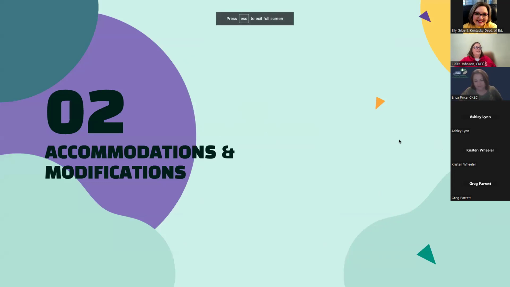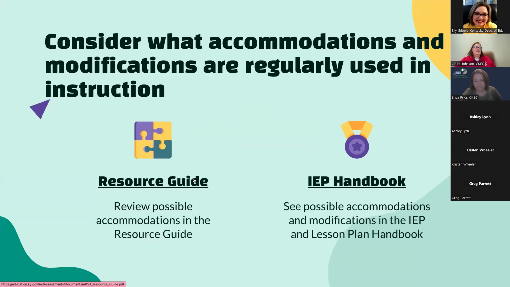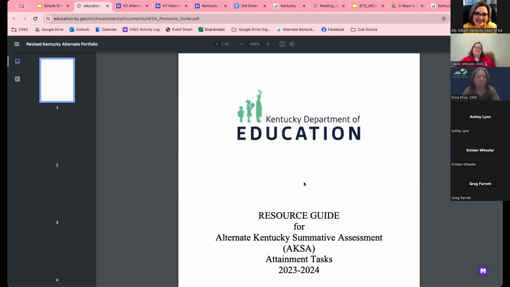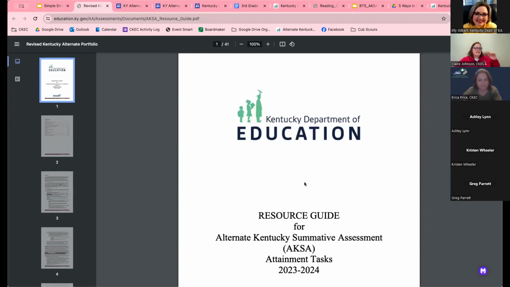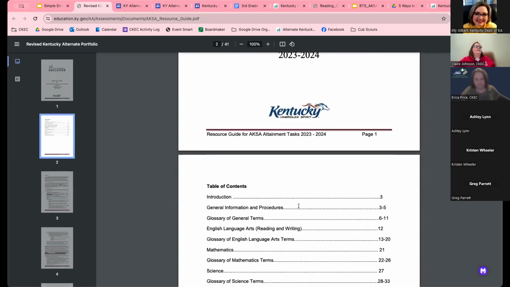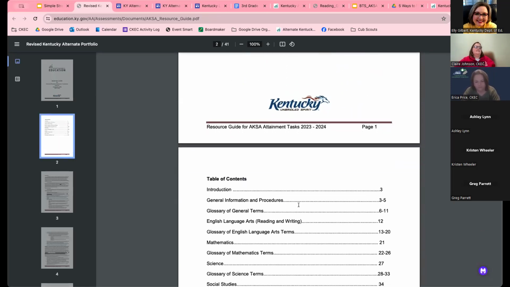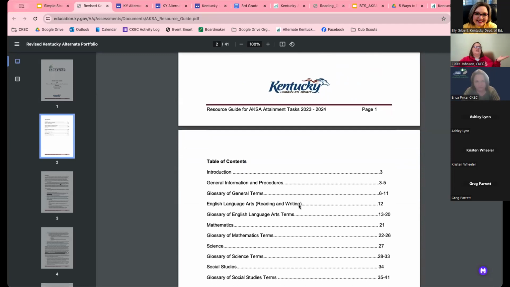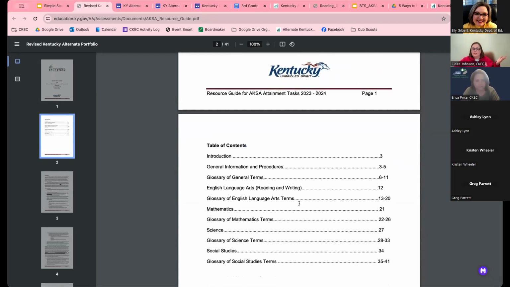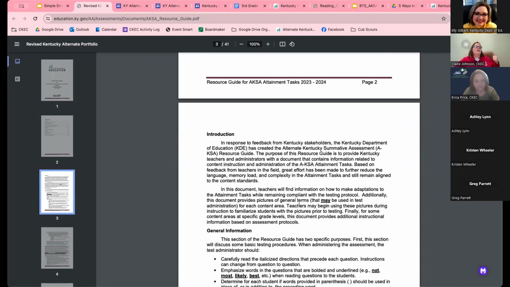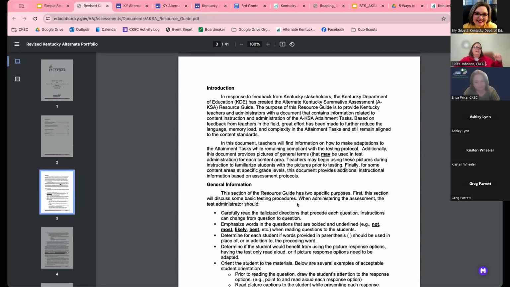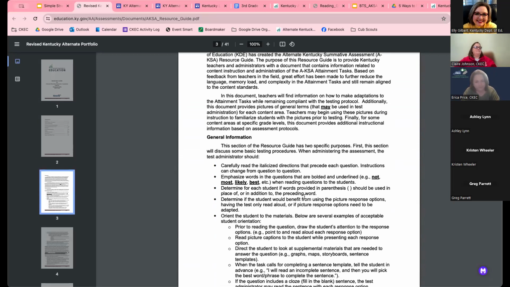All right, so the second piece to look at is accommodations and modifications. So I'm going to pull up the resource guide. KDE updates this each year and updates the link so that it's for the current school year, but the resource guide here gives us a lot of good information to consider when we're giving alternate assessment and teaching. So I'm just going to scroll through it briefly and let you look at some things.